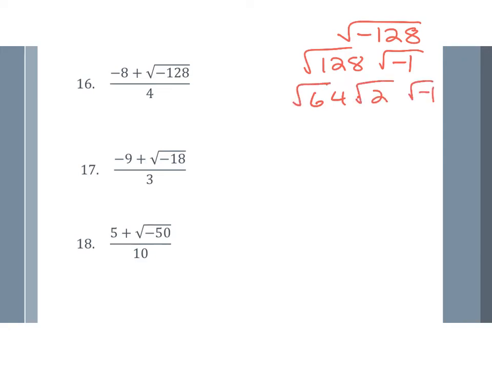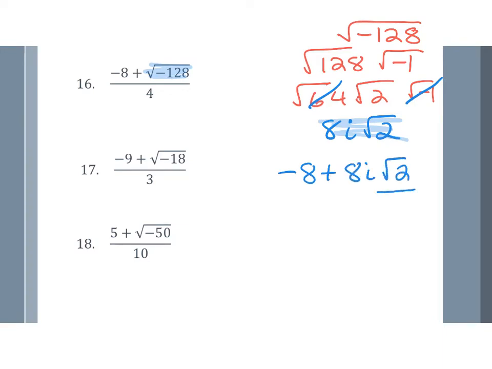And again, right away I can see 64 is a perfect square. I'm going to change that to an 8, change the -1 to an i, and then the radical 2 stays. So now let's put it into the problem. I'm going to take this out, and I'm going to put this in its place. So now I have -8 plus 8i radical 2 over 4.